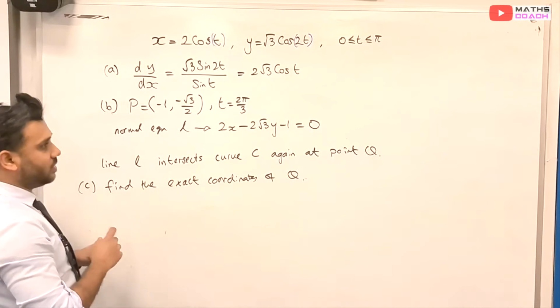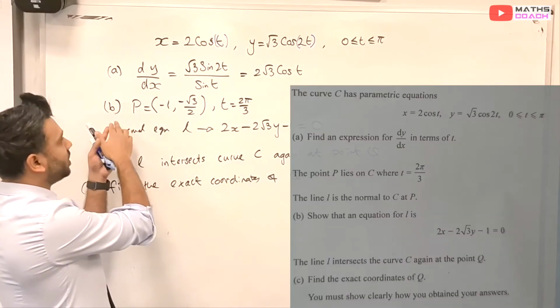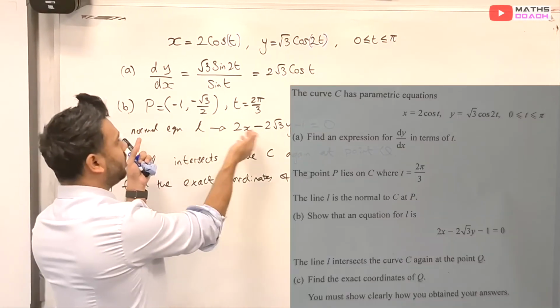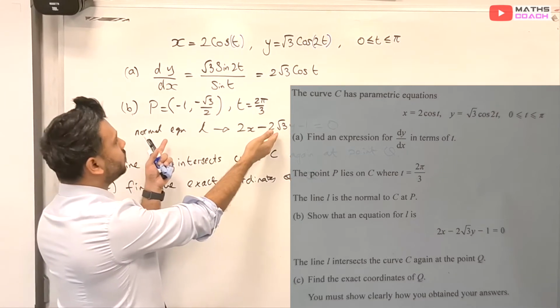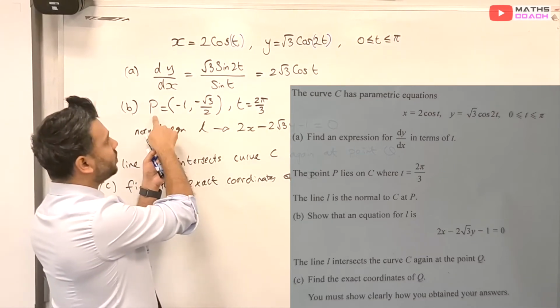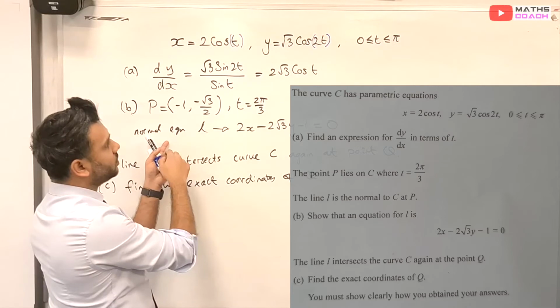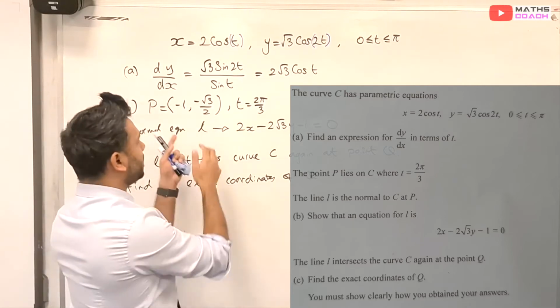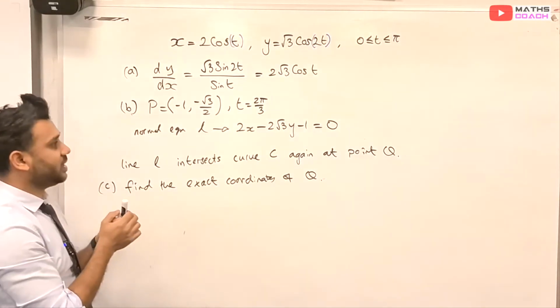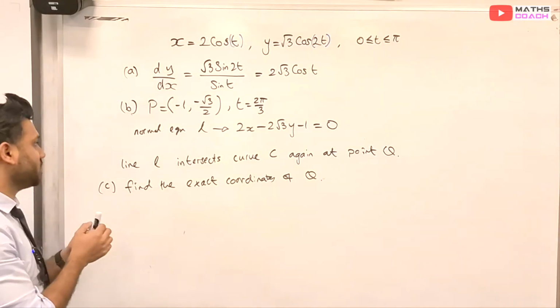Okay, so I'll just reorganize the board here. So the answer to part B that we had to work out, obviously we've shown that this is the equation of the normal. We also worked out that the coordinate of P is -1 and -√3/2, where t is equal to 2π/3. I just got that there in case we need it for the final part of this question.